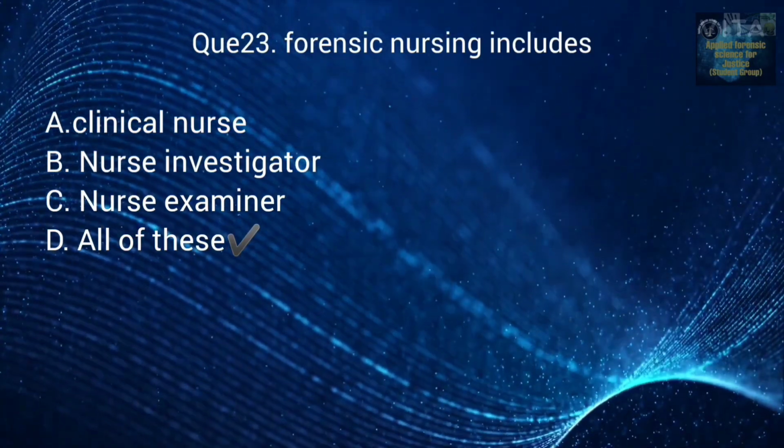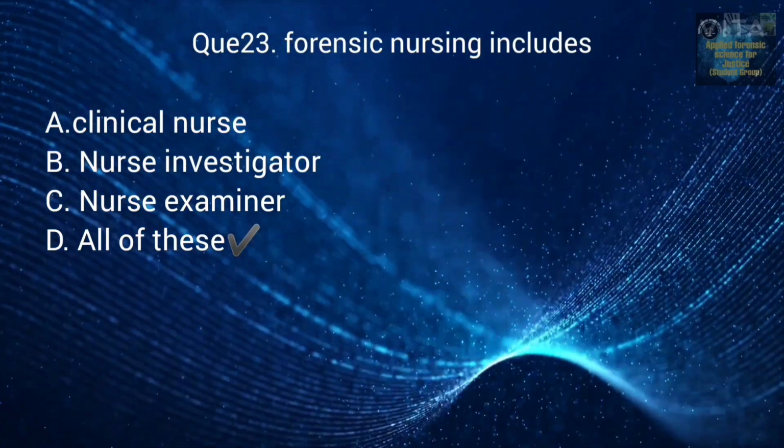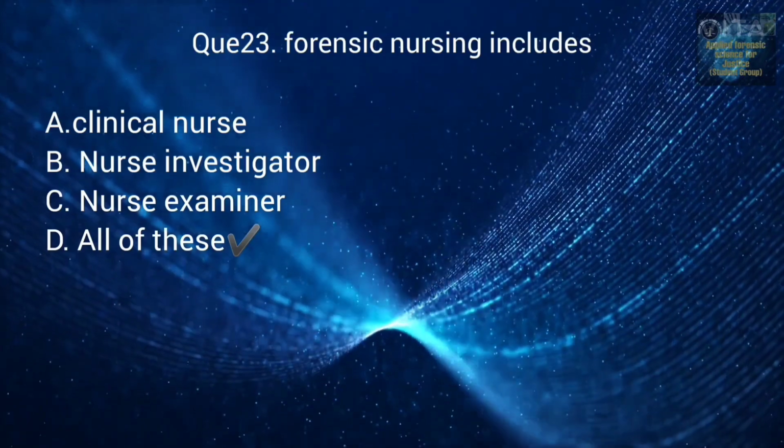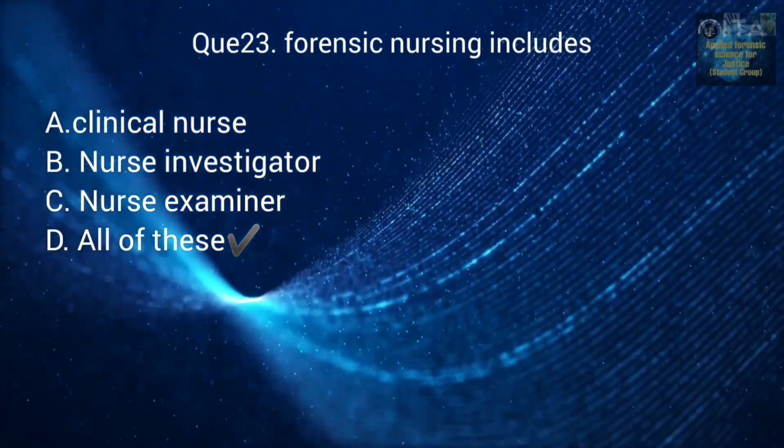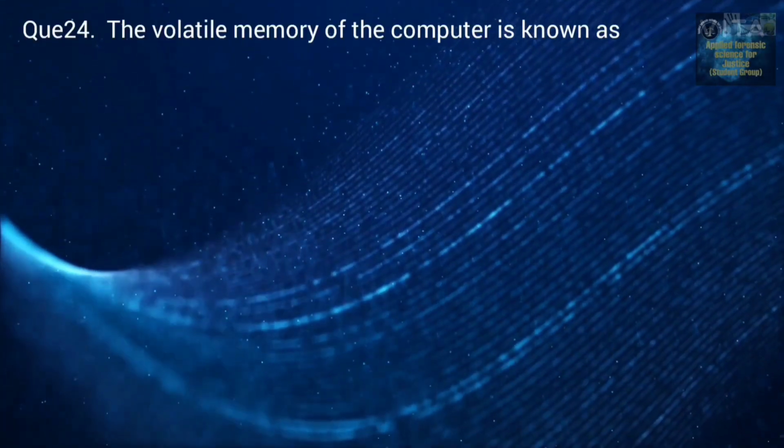Number 23. Forensic nursing includes. Options are A. Clinical nurse, B. Nurse investigator, C. Nurse examiner, D. All of these. The correct answer is D. All of these.